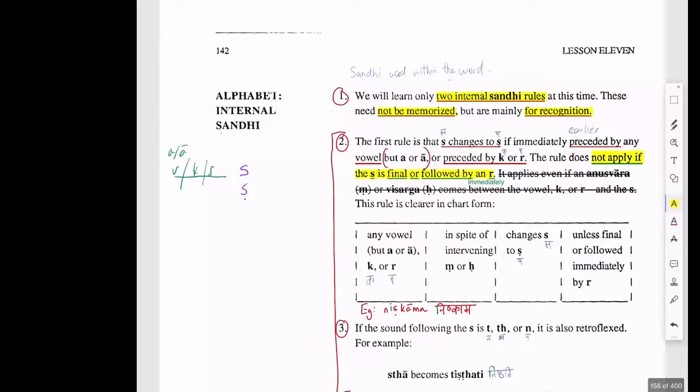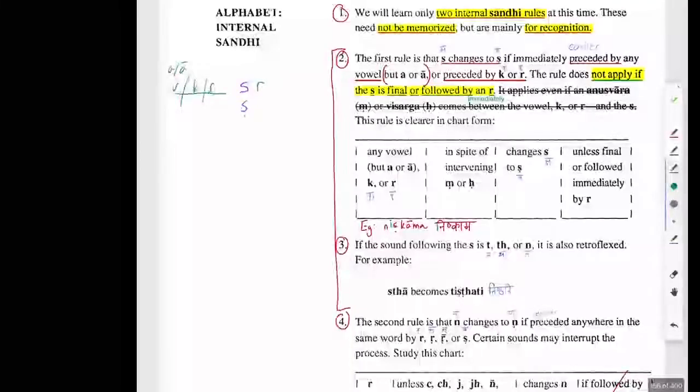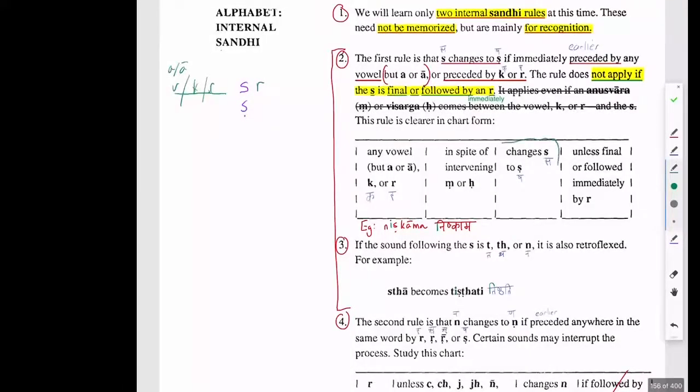The rule does not apply if the s is final or followed by a r immediately. Okay, so what does this mean? It means that if you have a r right after the s, then the s remains immune because the r is right after the s. So here's the formula. When does this s change into a sh? It changes when a vowel comes before it, except a or a, and it also changes if a k or r comes before it. However, this s remains s if r immediately comes after it.